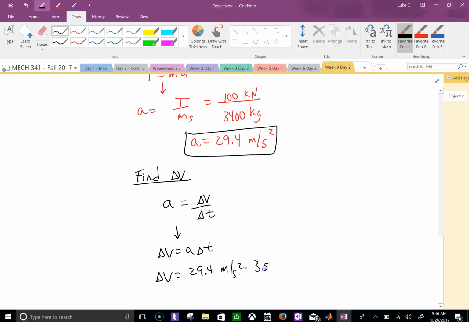Times 3 seconds, 88.2 meters per second, because initial velocity was 0. So you see how we went from 0 to 88 meters per second as soon as we turned the discharge on, in 3 seconds. Because that's how long the thrust was on. 88 meters per second, that's about 80 miles an hour.